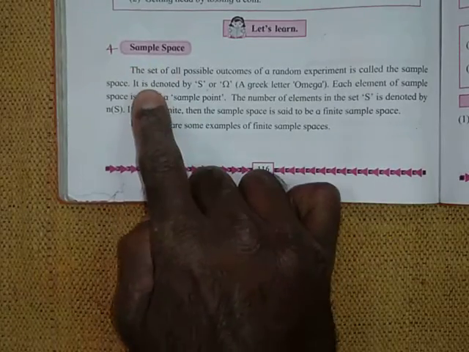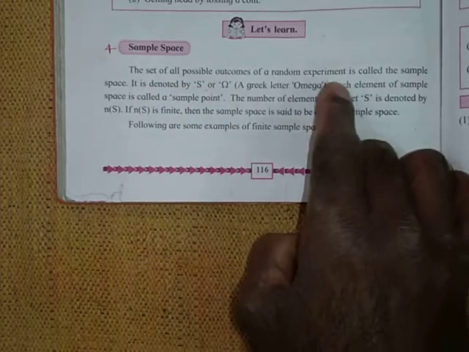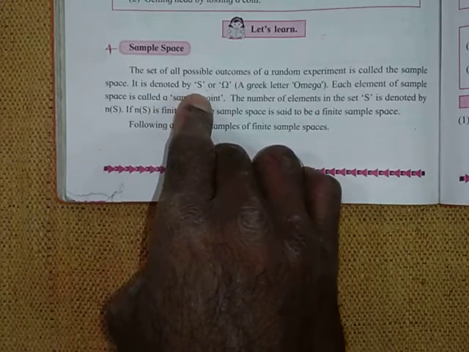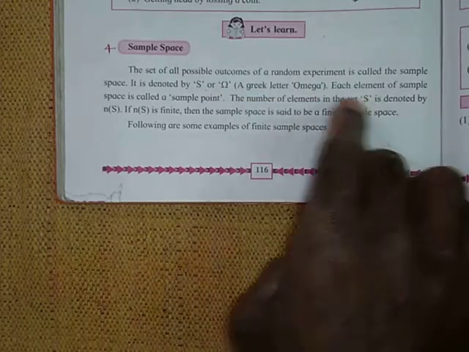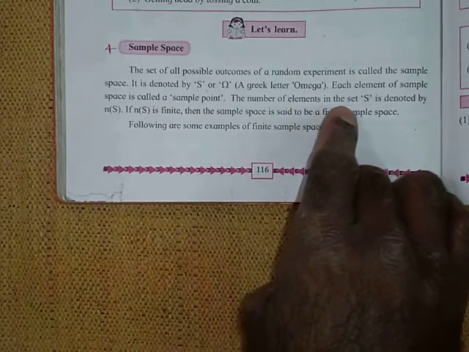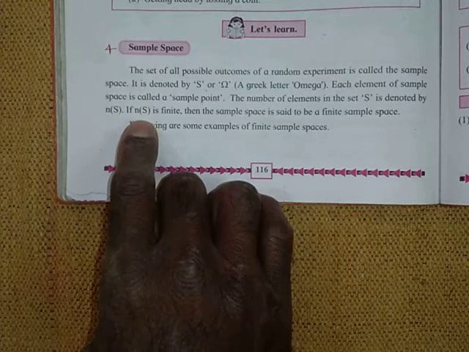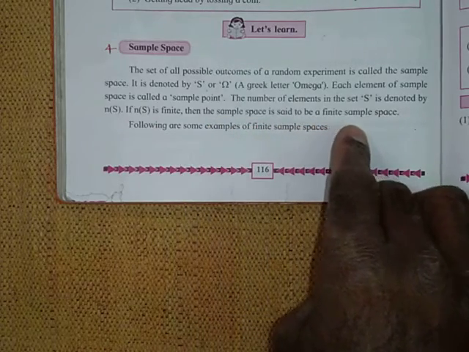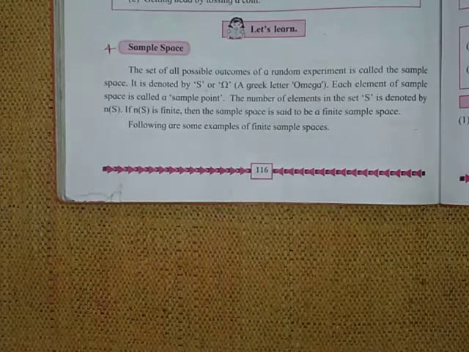Number 4, sample space. The set of all possible outcomes of a random experiment is called the sample space. It is denoted by capital S or omega, a Greek letter. Each element of the sample space is called a sample point. The number of elements in the set S is denoted by n(S). If n(S) is finite, then the sample space is said to be a finite sample space. Following are some examples of finite sample spaces.